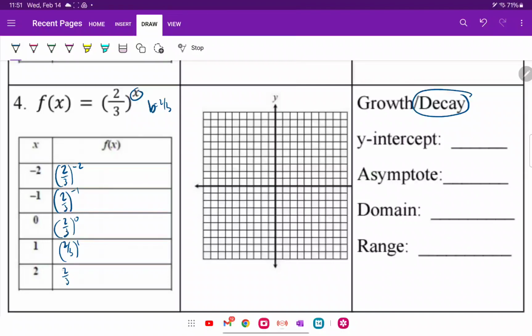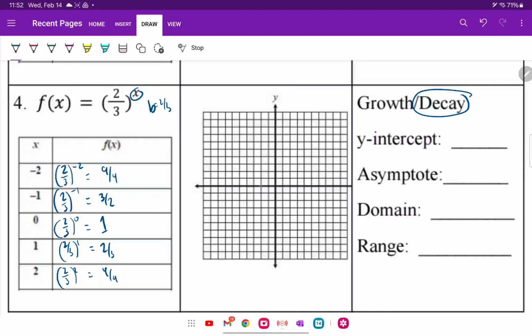1, and 2. So 2/3 to the -2 is going to be 9/4. 2/3 to the -1 is 3/2. Anything raised to 0 power is 1. 2/3 to the first power is 2/3. And 2/3 squared is 4/9. And again, we're going to try our best to graph this.